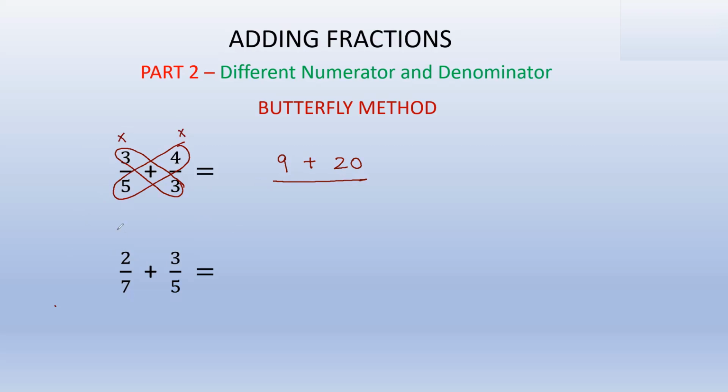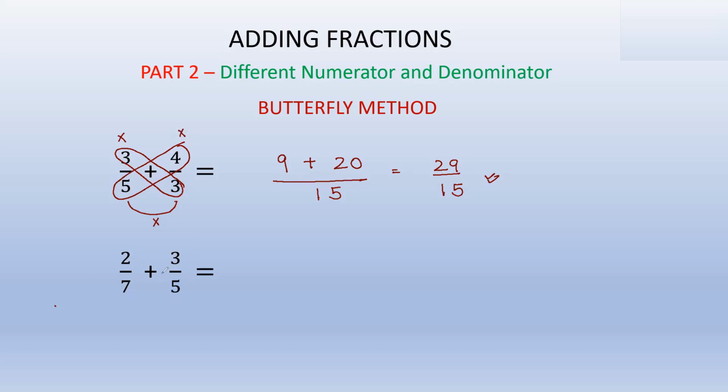Next, in the denominator, we take both the denominators of the fractions, and we multiply them. So 5 times 3 is 15. So now simply add the terms in the numerator. 9 plus 20 is 29 and we get answer as 29 by 15.